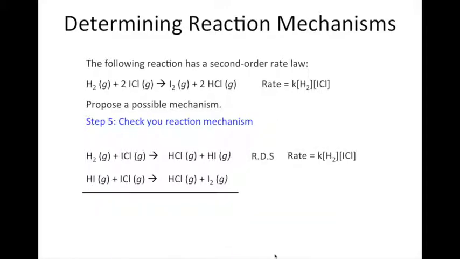So let's check that. Do these add up to give us our overall equation? Well, here our intermediate will cancel. And if we add those together, yes, we do get the overall equation. And let's look at the rate law. Let's say that our first step is the rate determining step. Our rate law would be rate is equal to k times H2 to the first order times the concentration of ICl to the first order. So here, these 2 rate laws match. So we do have a possible correct mechanism that we've proposed.